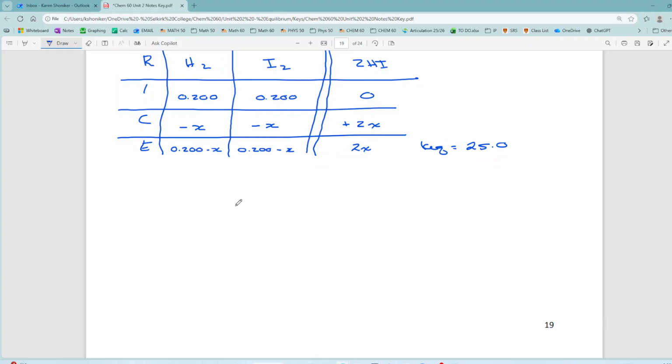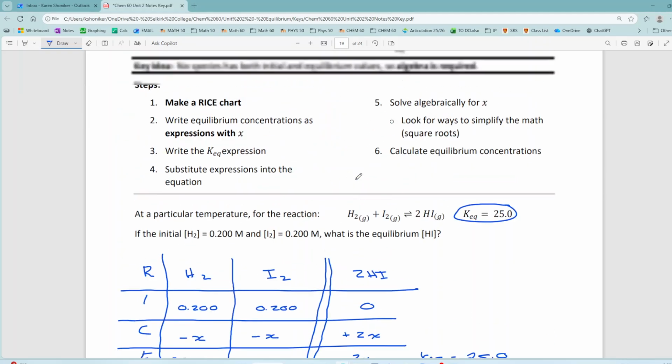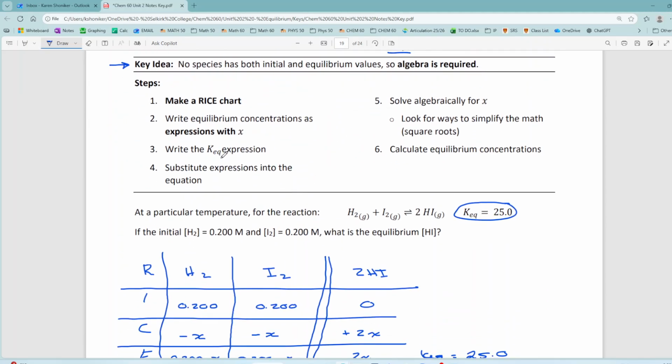So let's try these. My KEQ expression. Let's look at the steps. So the next thing I'm going to do is write the KEQ expression and then substitute the expressions into the equation and algebraically solve for x.